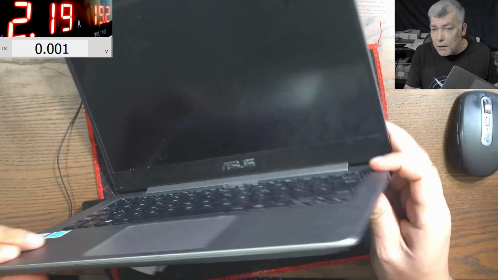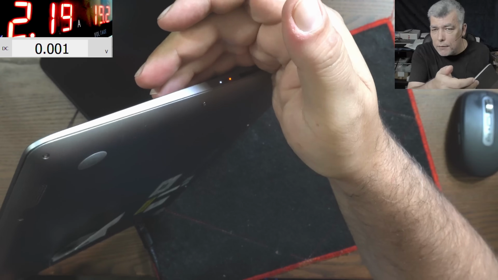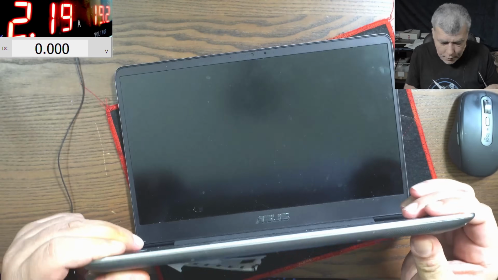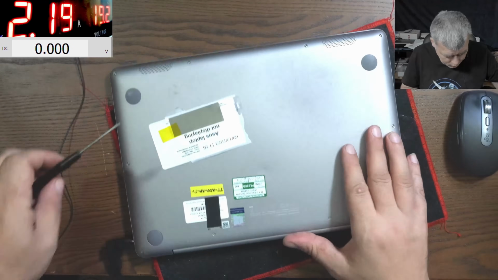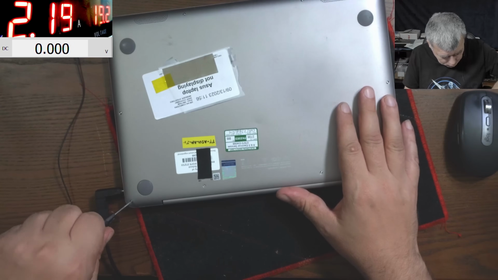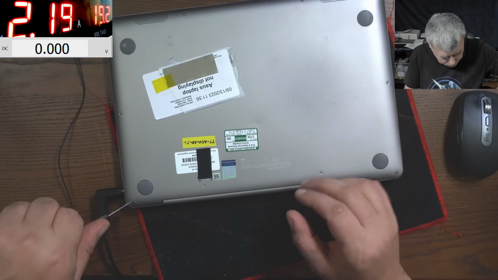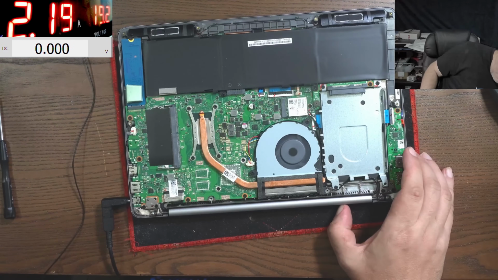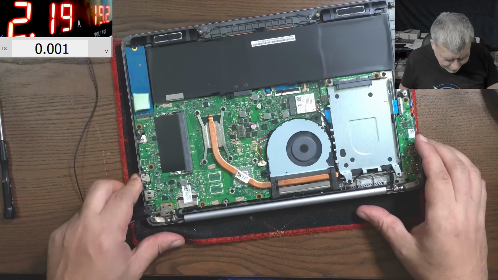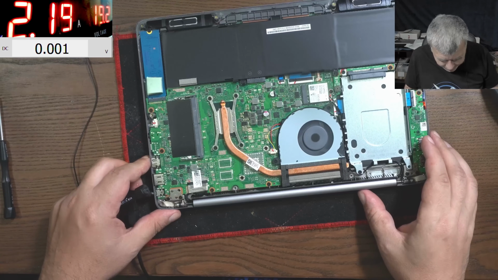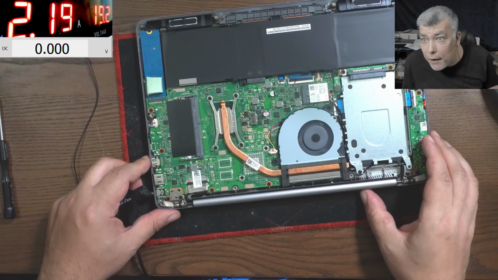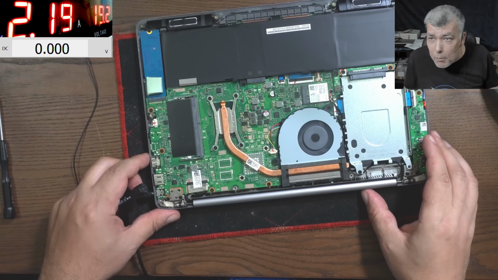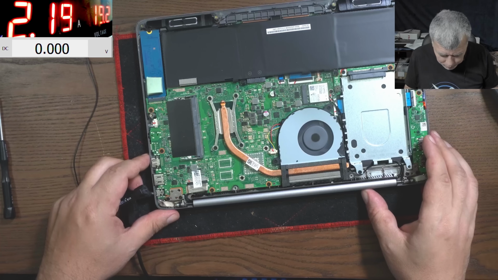Okay, so the laptop is still on, it's staying on, but no picture on the screen. Let's open the laptop quickly. Okay, so the back cover is removed. We don't have RAM memory. Wow. Do you think we have onboard RAM? Because you remember the problem with the onboard RAM.